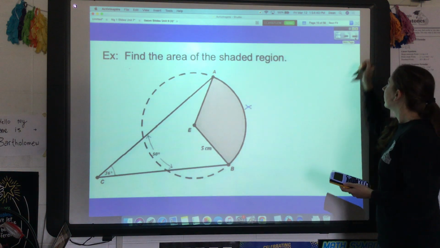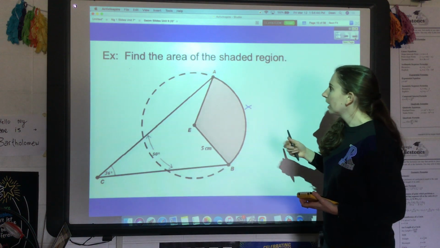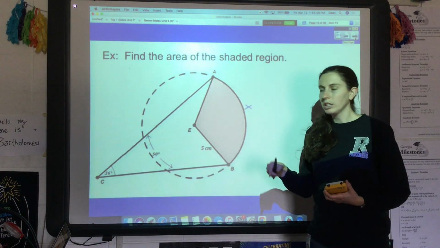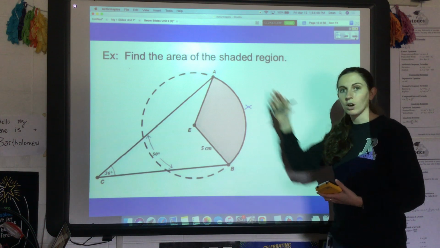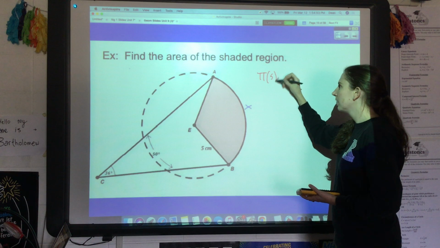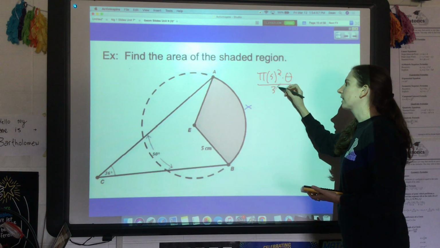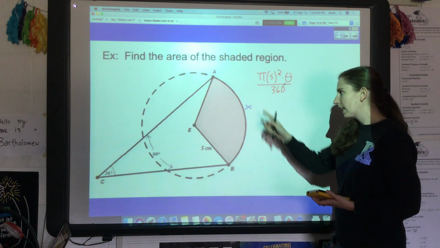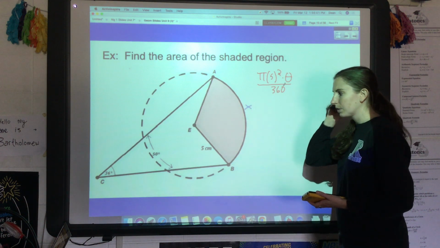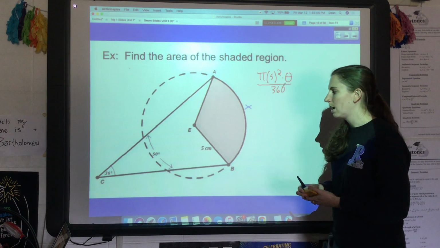All right, here's another one. On this one, I want to find the area of the shaded region. So again, I'm going to find the whole area, which is pi times the radius squared, and then times the angle out of 360. But once again, I don't actually know the angle measure. So I'm going to have to use one of the tricks we've talked about in previous videos.